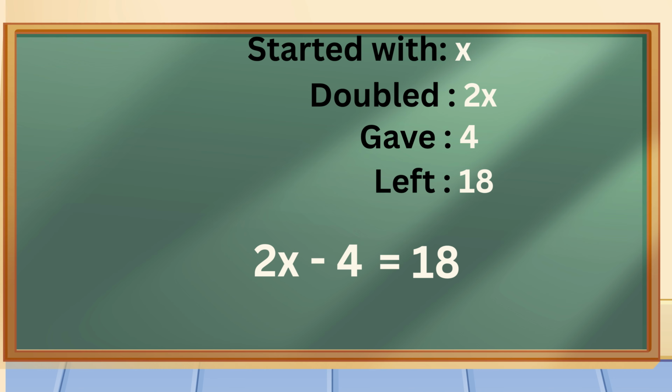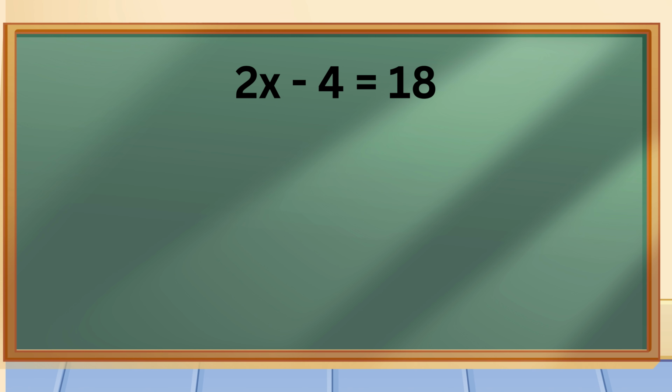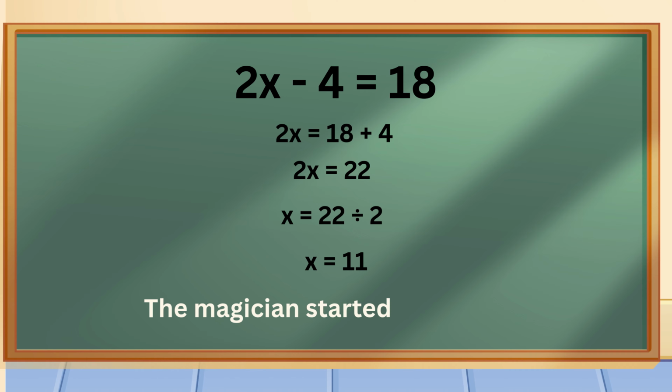Now we will follow the reverse BODMAS rule and solve it by undoing subtraction first. We will shift minus 4 from the left hand side to the right hand side and it will become plus 4. 2x equals 18 plus 4, 2x equals 22. The multiplier 2 will become a divisor on the right hand side. x equals 22 divided by 2 equals 11. The magician started with 11 coins.